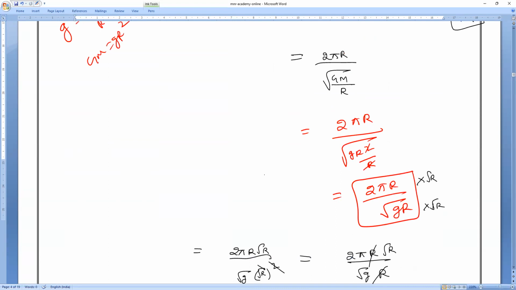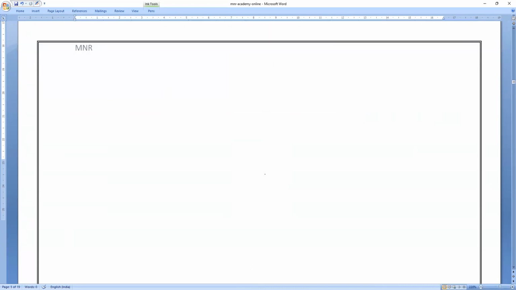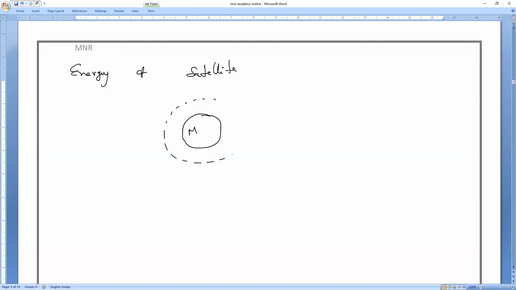Next concept is the energy of a satellite. Let us see the energy of a satellite. All of you observe very carefully. How much energy does a satellite possess when it is revolving around the Earth? Take the Earth, whose mass is M, and the satellite, of mass m, moving in a particular orbit with velocity v, at a distance r from the centers.